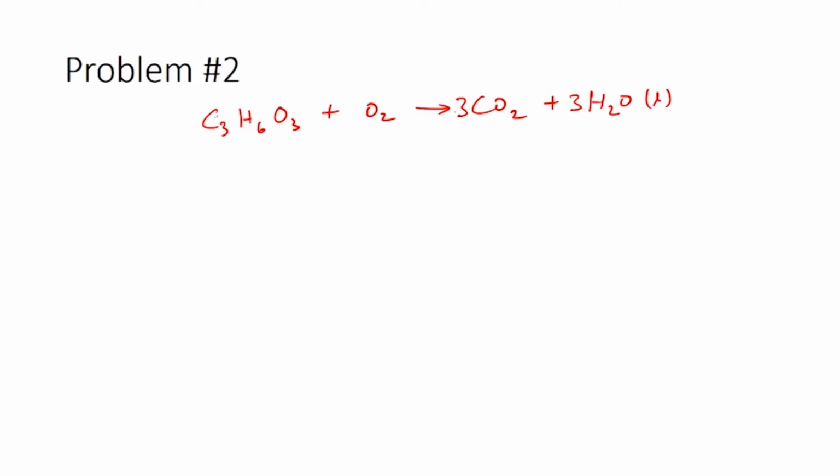Now that we have balanced both these components on the product side, let us see how many moles of oxygen are present. You have 3 times 2, 6, plus 3 times 1, 9 atoms of oxygen present on the product side. We have 3 of that in the lactic acid, so the other 6 has to come from the oxygen. So, 3 moles of oxygen molecule react with 1 mole of lactic acid to produce 3 moles of carbon dioxide and 3 moles of water.